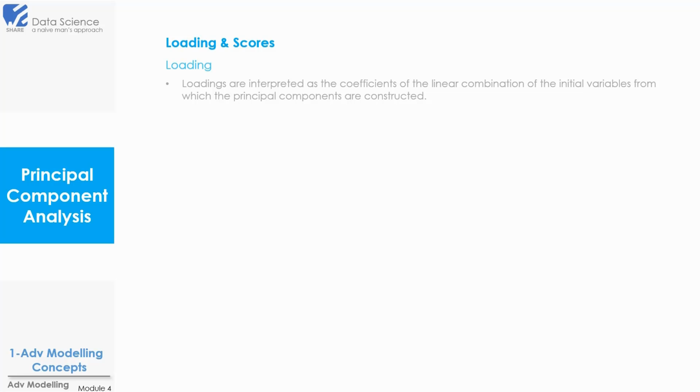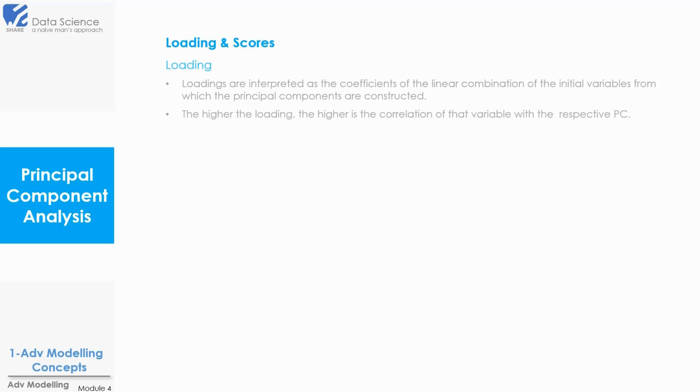components are constructed. So remember, a principal component is nothing but a linear combination of the original predictor variables. So if they are a linear combination, then obviously there will be coefficients by which that linear combination is formed. Hence those coefficients are called loadings.